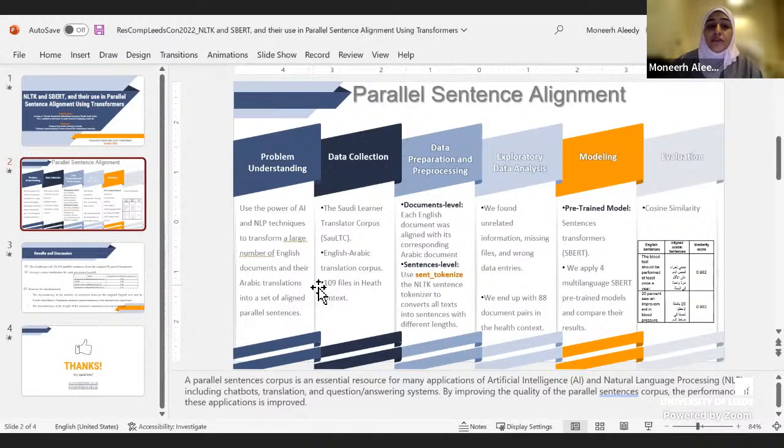In my work, I study first the use of AI and NLP techniques to transform a large number of English documents and their Arabic translations into a set of aligned parallel sentences. The data set I use in my work is the Saudi Learner Translator Corpus, which is a corpus provided by the language college at Princess Noura University, which is a bilingual corpus from English to Arabic.